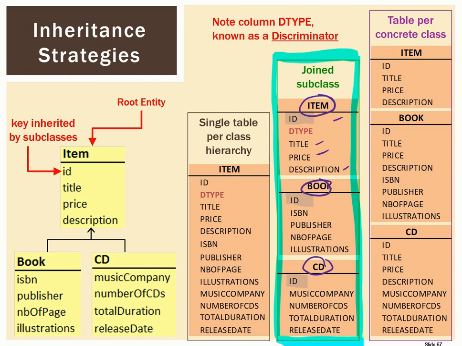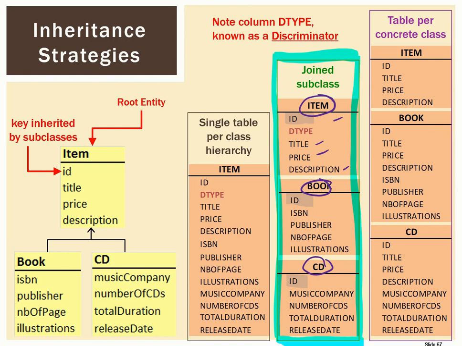What's cool about this is that in the item table, ID is the primary key. In the book table, ID is also the primary key, but it serves a second purpose. It's a foreign key. So ID in the book table and ID in the CD table are both primary keys to their own table and foreign keys back to item.